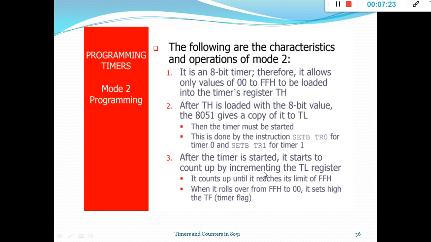Once the timer is started, it starts counting by incrementing the TL register. The TH register will not count, only the TL register value is incremented, and it counts up until it reaches the limit FF. Until it is within the limit, the TF will be 0. When it rolls over from FF to 00, the TF flag becomes 1.